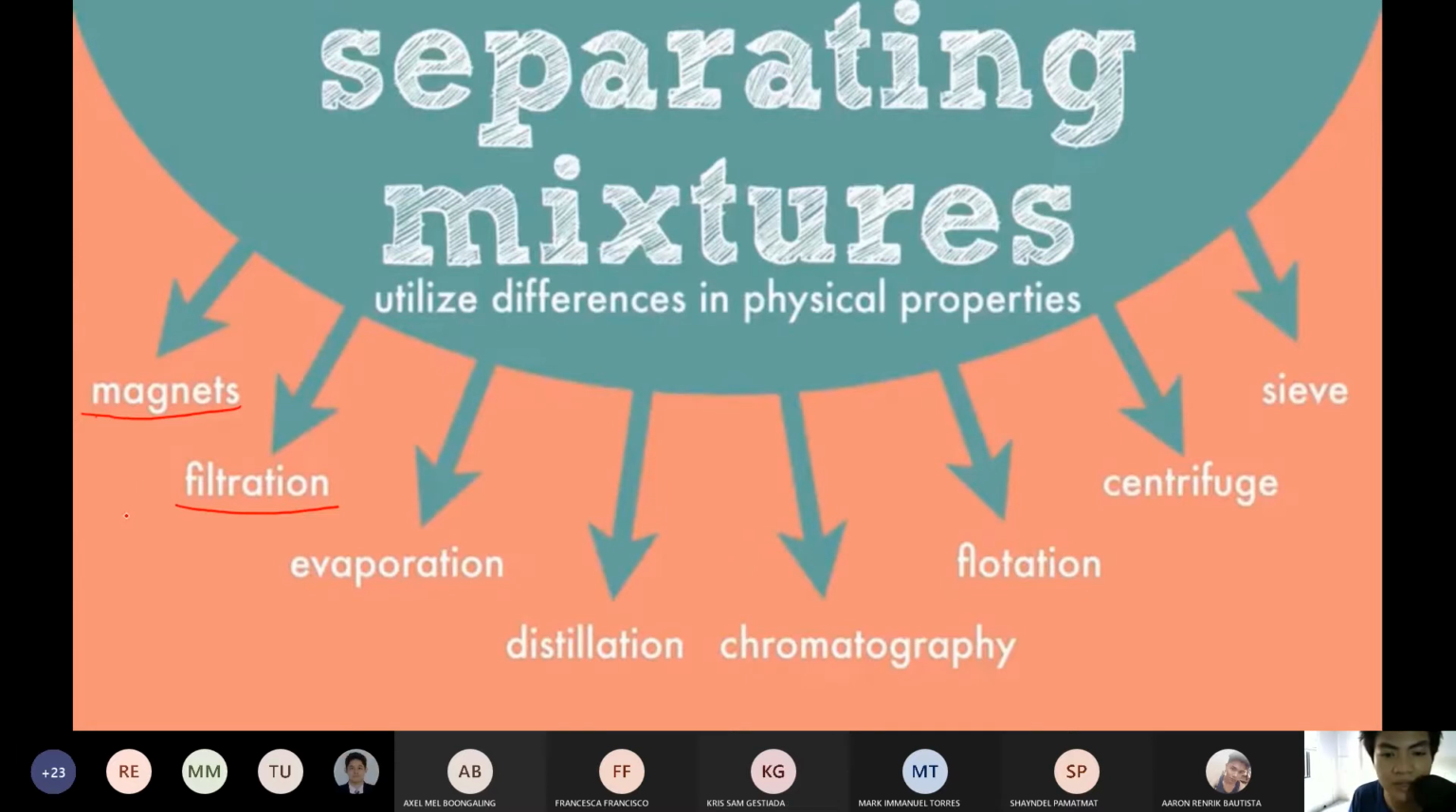Then you should filter it, to separate the solid from the liquid. An example of that is sand in water. So filtering is what you do there. For evaporation, if you have solids dissolved in a liquid, then you should do evaporation. An example of this is salt water.